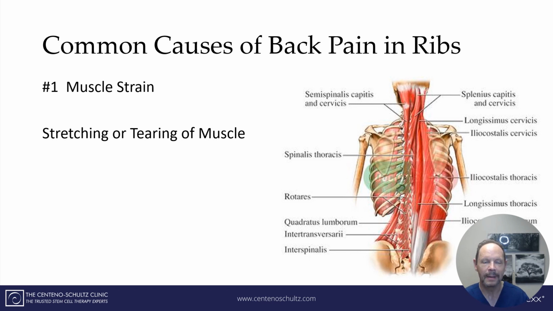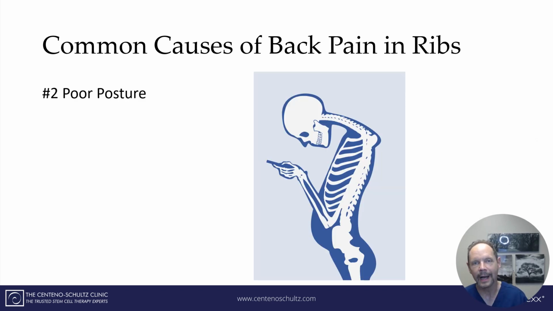Number 1 is a muscle strain. The thoracic spine is rich in both small and big muscles. These muscles can be strained, they can be stretched, or even torn, resulting in back pain in the ribs. Second, my gosh, everyone's on their computer or their iPhone, so poor posture can significantly contribute to overloading of the thoracic spine and the joints, leading to pain.